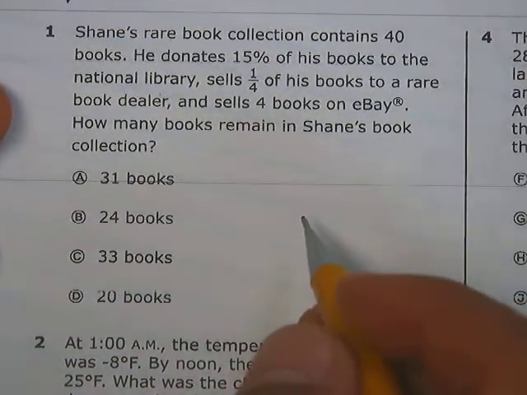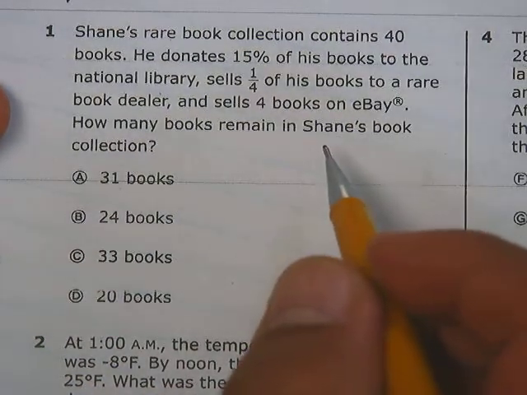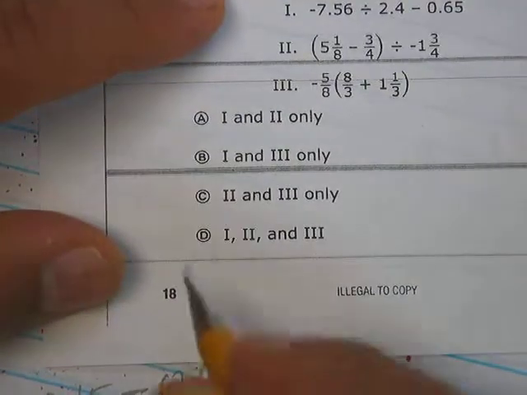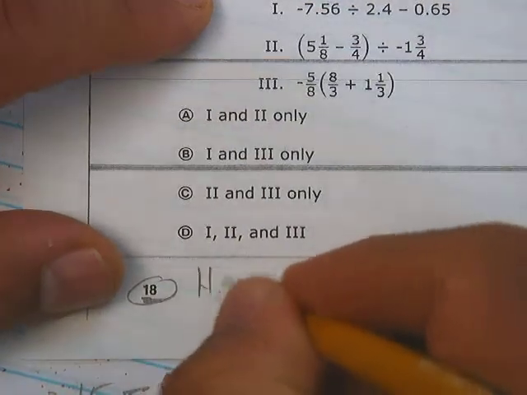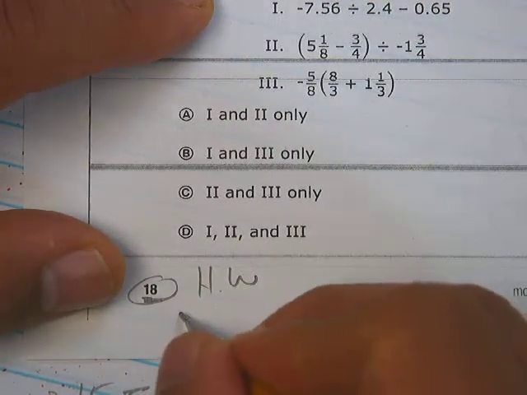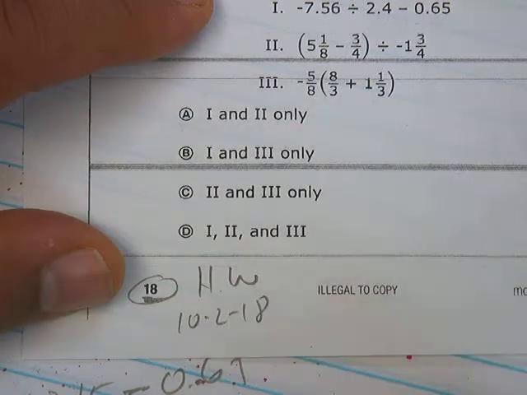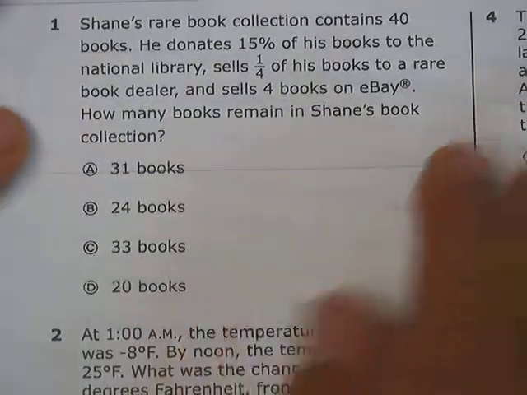Hello. Okay, I'm gonna help you with this problem that you had. This is on page 18. This is your homework today. This is for this date. Okay, so I'm gonna look at number one there.